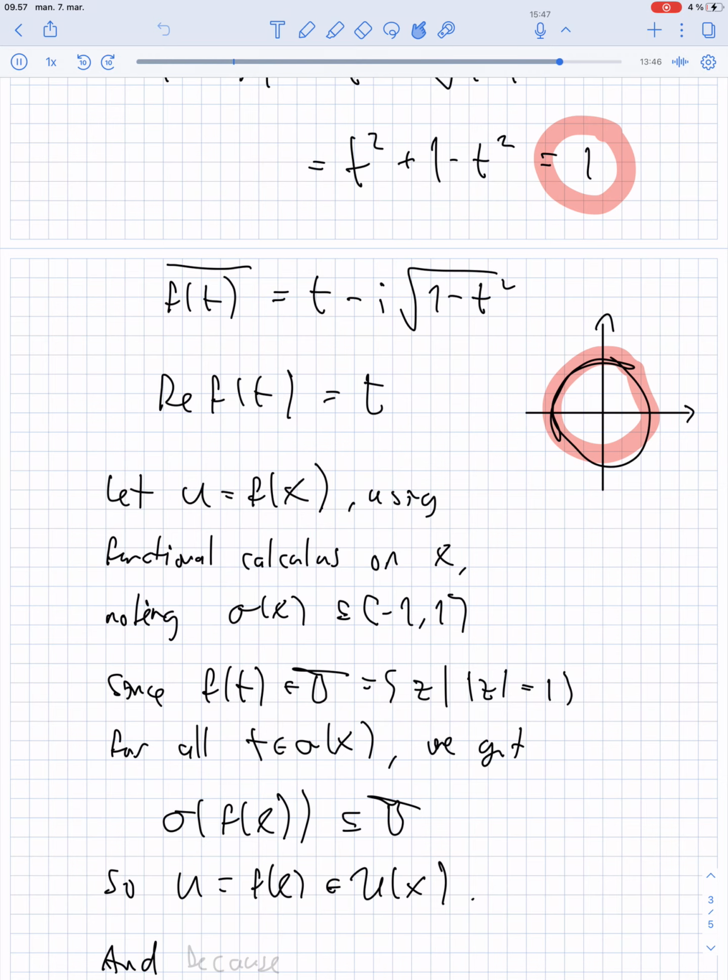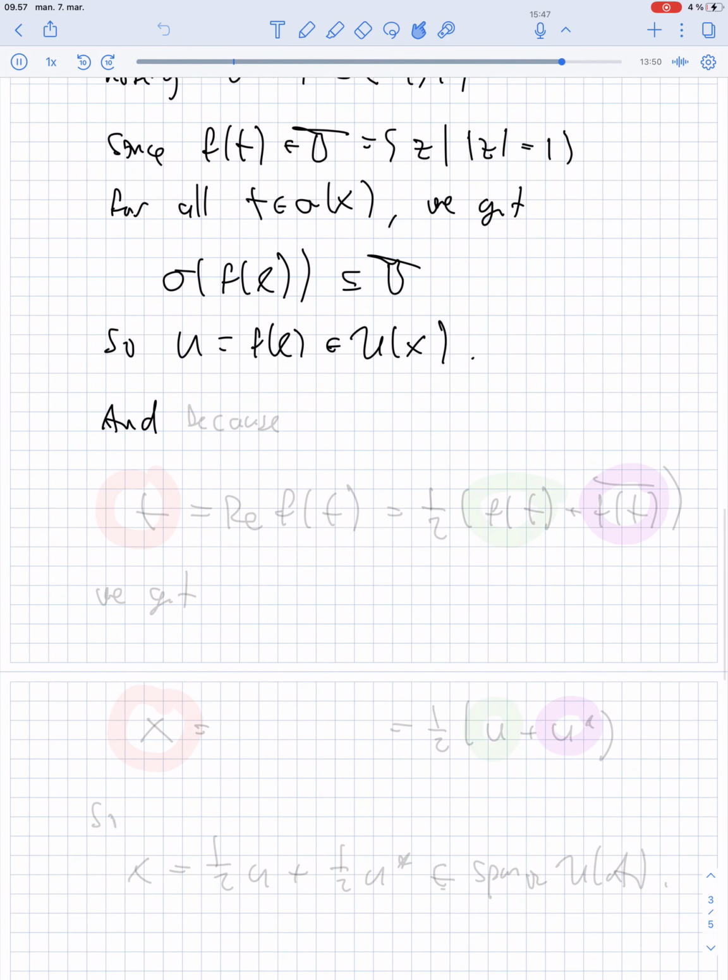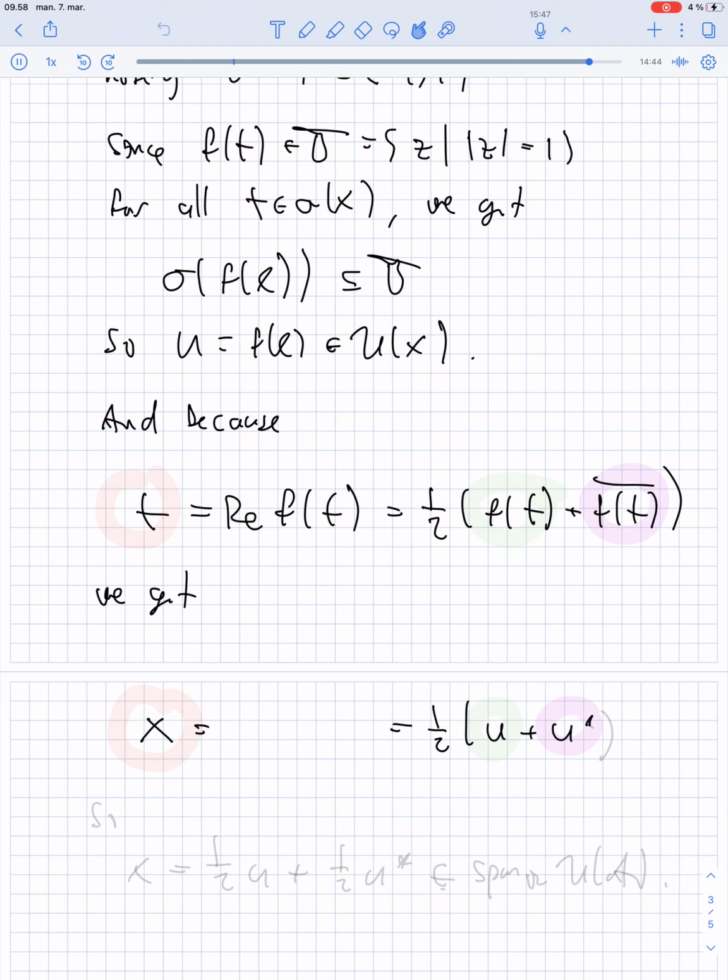And of course, x is going to be the same as, maybe I'm sort of painting myself into a corner a little bit, so because t is the same as the real part of f of t, which is the same as the average of f of t with f of t's complex conjugate, then we get that x is the same as the average of u and u star.